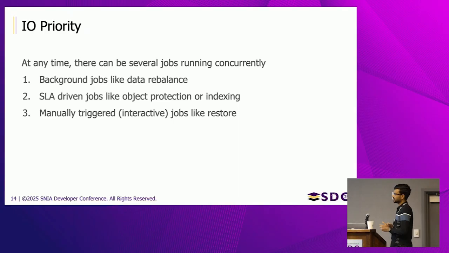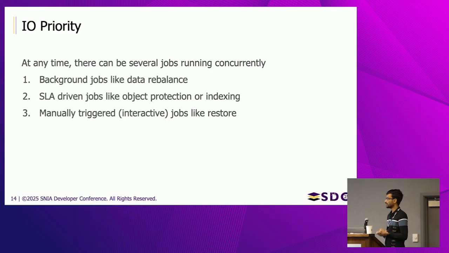So let's discuss a rather unique feature of our file system, which is IO priority. Let's first try to understand why we need this. As my colleague described, we have several background jobs running in the system, like data rebalancing, data integrity checks, and others. These background jobs are always running. Then we have some SLA-driven jobs like object protection or indexing. And then you can also have a manually triggered job like restore. When there is a cybersecurity event, the customer can manually trigger restore. So you have these three different classes of jobs that are always running, but some are more important than others.